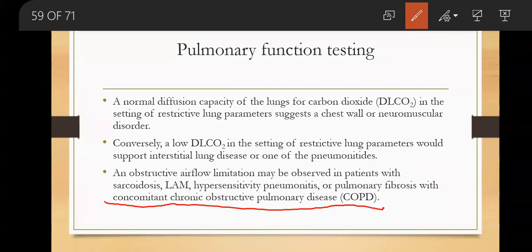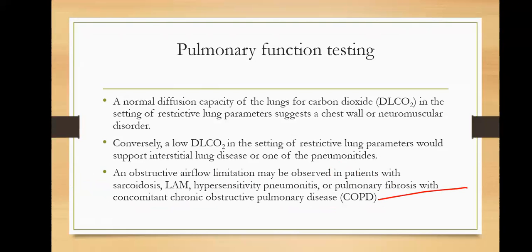So they are mainly a cause of interstitial lung disease, fibrosis, LAM, hypersensitivity pneumonitis, or pulmonary fibrosis. All these cause interstitial lung diseases, but they may lead to traction bronchiectasis and chronic obstructive pulmonary disease pattern along with the restrictive pattern, and they will lead to a mixed picture. So we have to be careful. So we will go to see some diagrams to make it more clear.